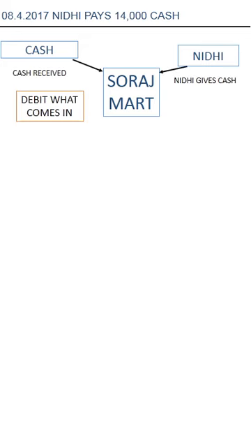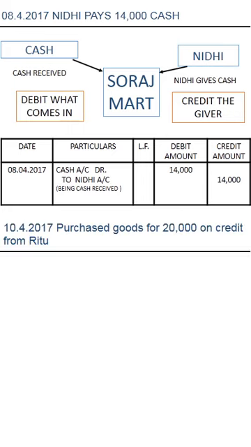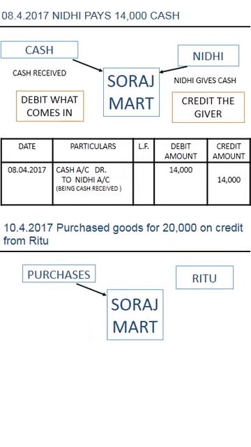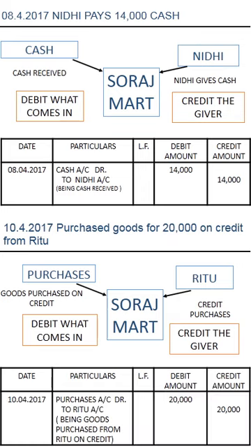The next entry is Nidhi pays 14,000 in cash. So cash comes in, given by Nidhi. Cash account debit to Nidhi account by rupees 14,000. Purchased goods on credit of rupees 20,000 from Ritu. So for us now, Ritu is on the credit side because she is our creditor, and purchases needs to be on the debit side because stock increases. So purchases account debit to Ritu account by rupees 20,000.